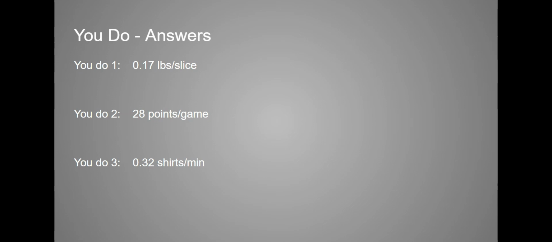All right, so let's go ahead and take a look at what the answers were for those 3 you-do problems. For the first one, we should have 0.17 pounds per slice of ham. The next one, we would have 28 points per game. And for the last example, we should have 0.32 shirts per minute. That's all for this time.